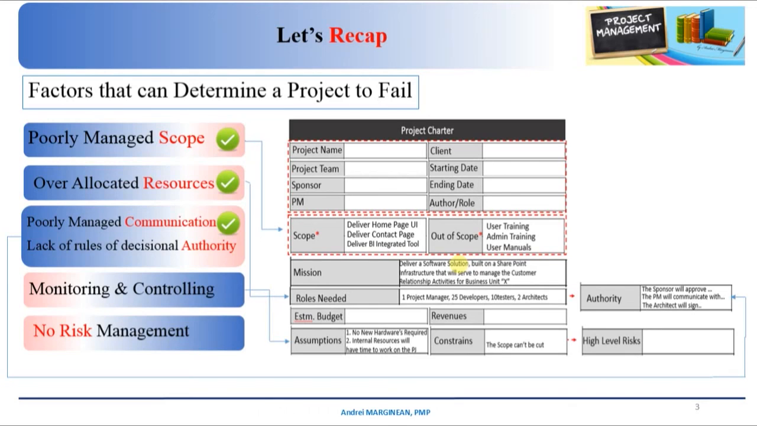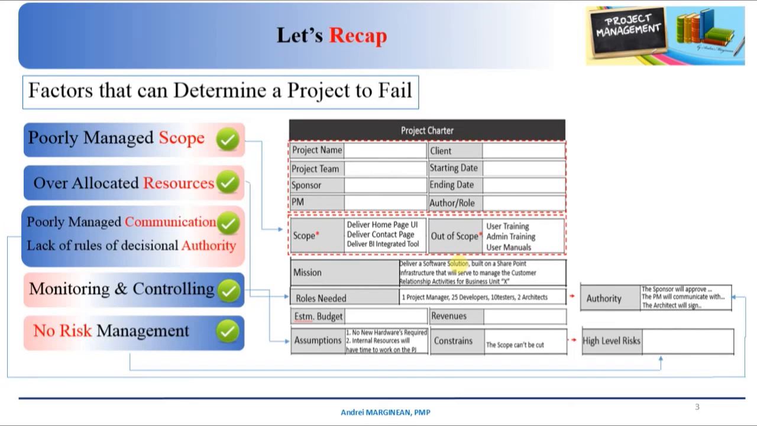Monitoring and controlling: we can start monitoring our project by listing the assumptions and the constraints in the project charter. And of course, we should manage risks very well if we start right from the beginning of the project with a charter. High-level risks can be listed in the charter.